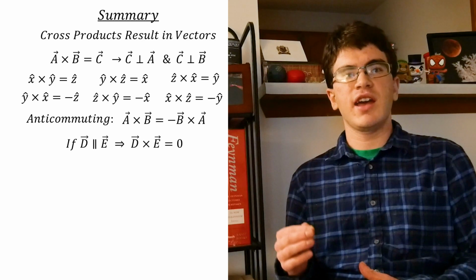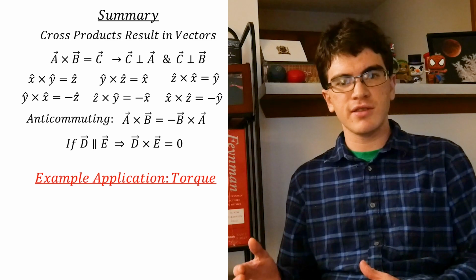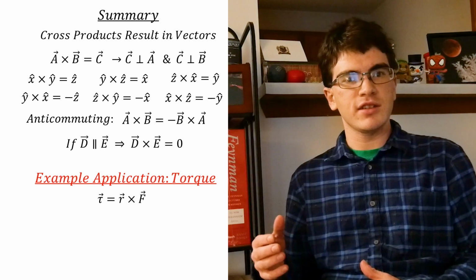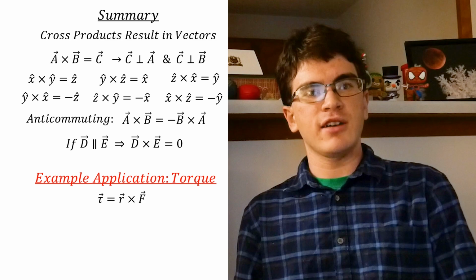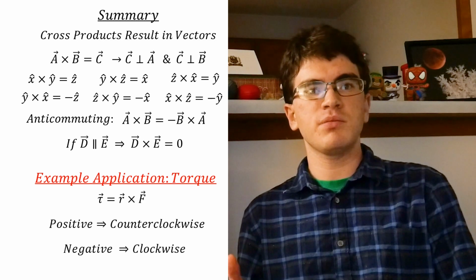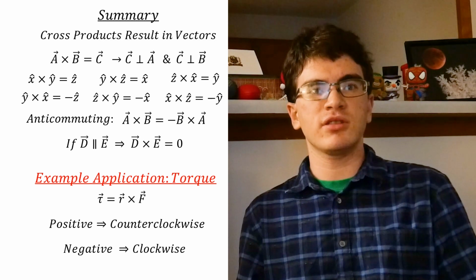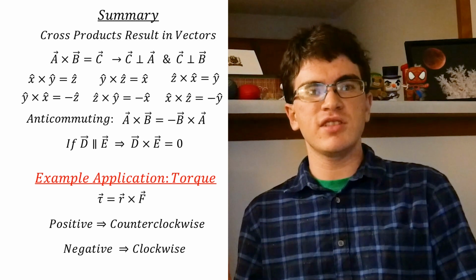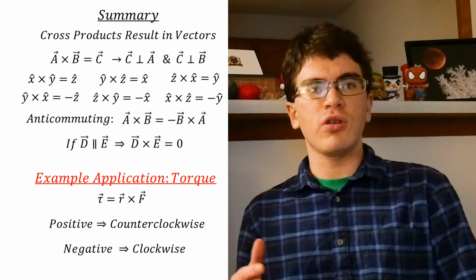Finally, we looked at an example of cross product used in physics. Torque is equal to radius cross force, and we saw how the sign of torque indicates the direction of angular acceleration being counterclockwise or clockwise in the plane with respect to the axis the torque is pointing in.